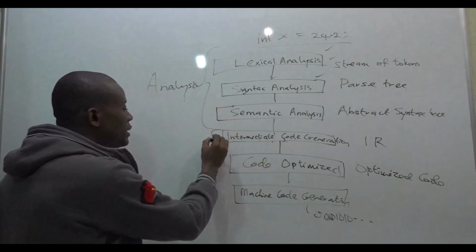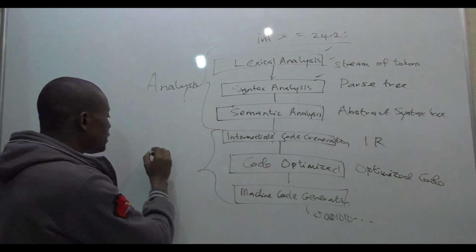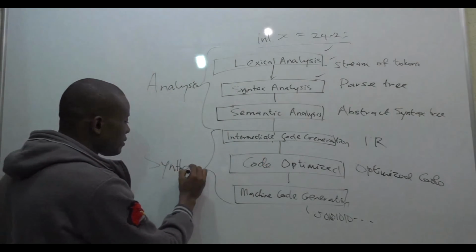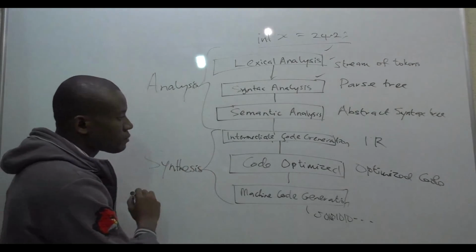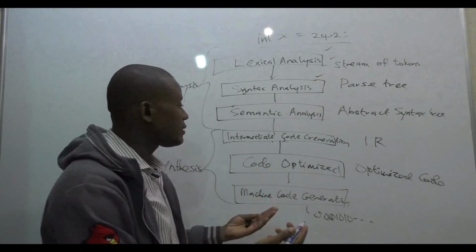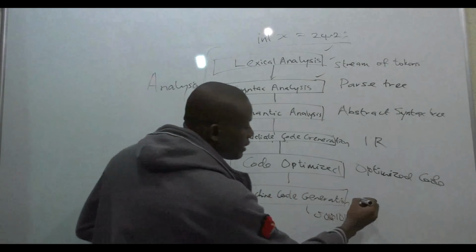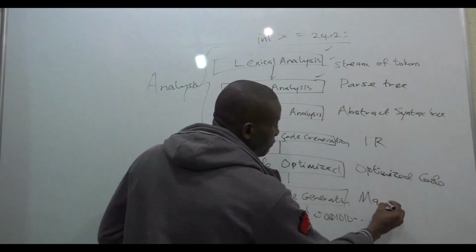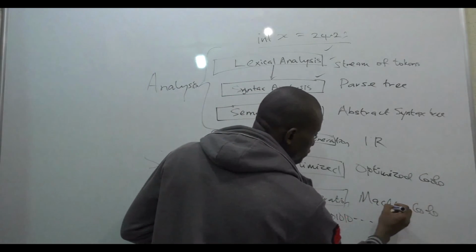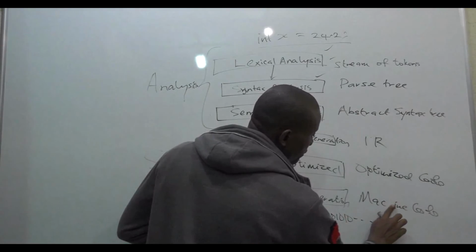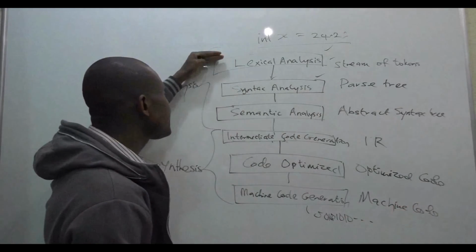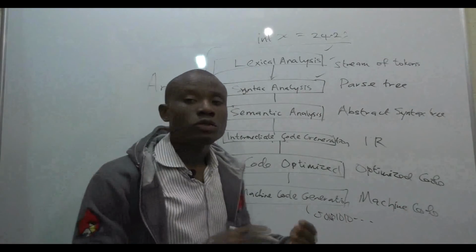So the first three, this is called the analysis, and then we have the synthesis. So I want to make it as easy as possible. If you want, you can rewind and try to make sure you understand. Output from here is the machine code. Alright, so these are the 6 phases of the compilation process.